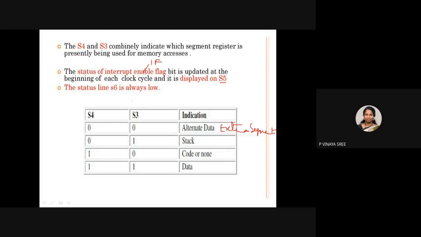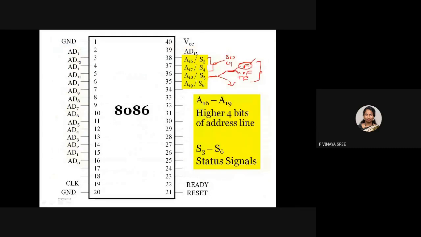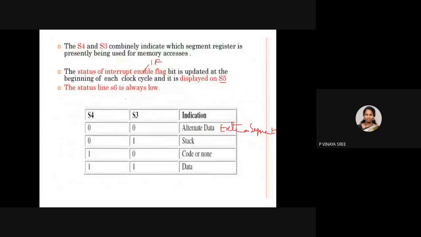Now coming to status line S6. So we are done with S3, S4, S5. This one is not used. It is connected to logic 0 for future use. So it is always low, which means it is 0.